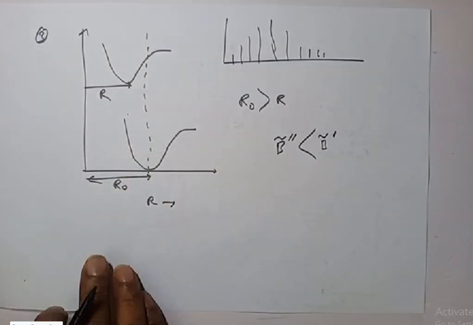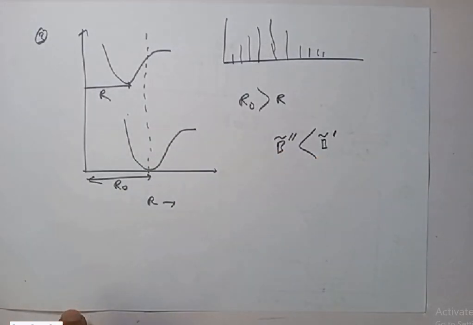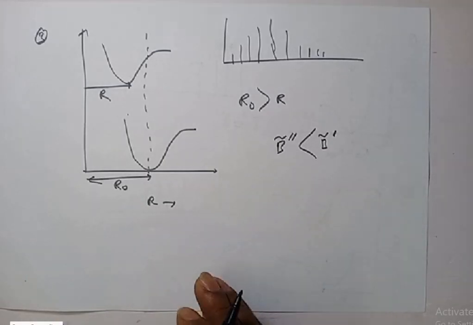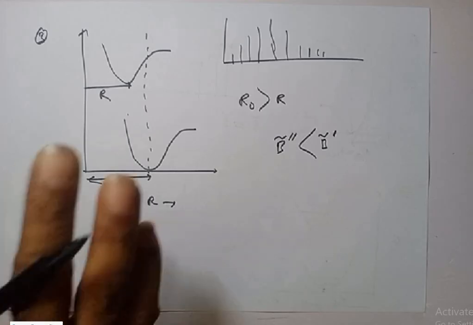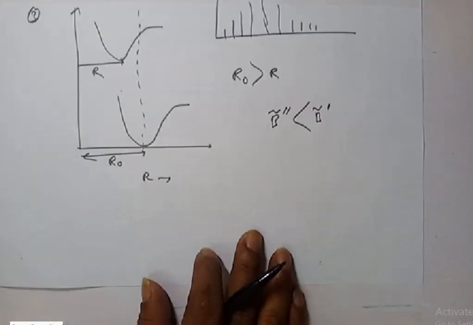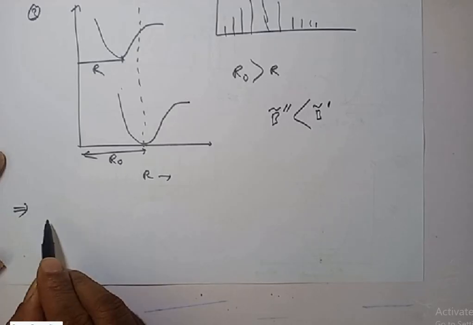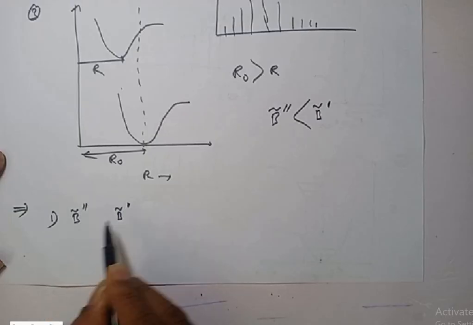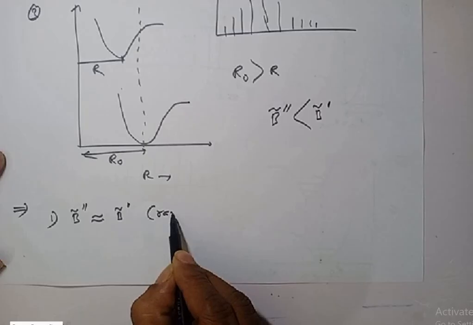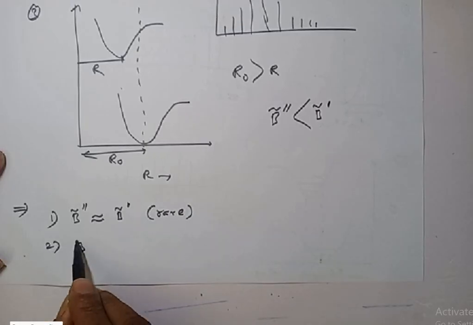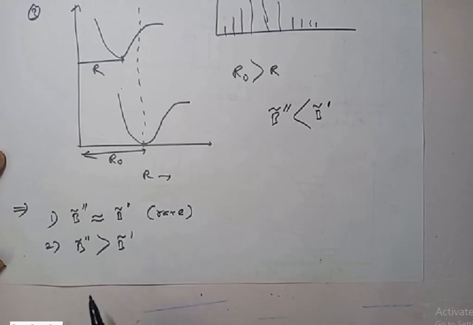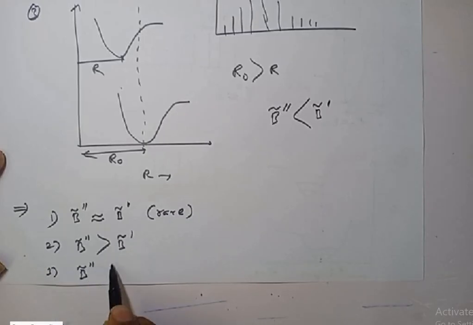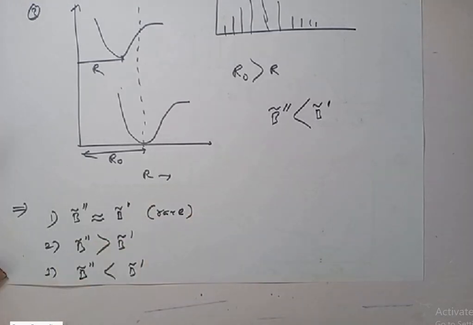Here there are two situations possible. B double prime may be less than B prime, or B double prime may be greater than B prime. And one more situation, that is B prime and B double prime are approximately equal, which is also possible, but it is a rare case. So theoretically speaking, there are three situations. Number one, B double prime and B prime may be approximately equal. This is actually a rare situation. Number two, B double prime may be greater than B prime. Number three, B double prime may be less than B prime. So there are three cases possible.